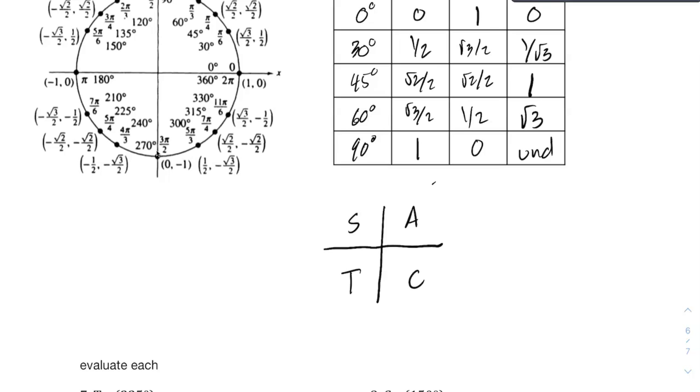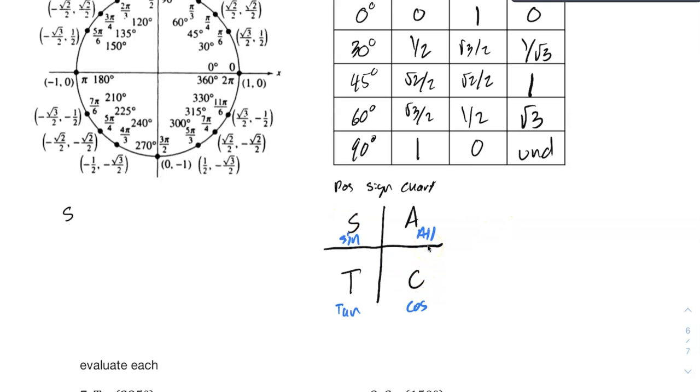ASTC. This is called a sign chart. So I guess it's a positive sign chart. It lets you know where things are positive. So A stands for all, S stands for sine, T stands for tan, C stands for cosine. So this is letting you know where all the trig functions are positive. So let's break it down one by one.